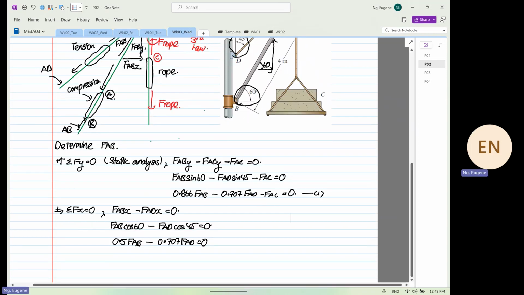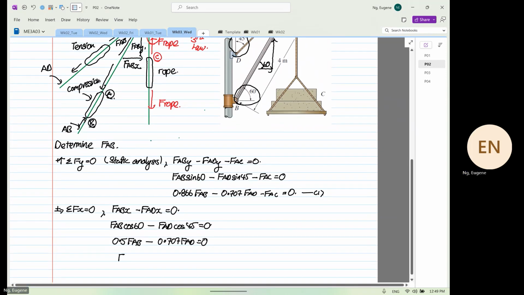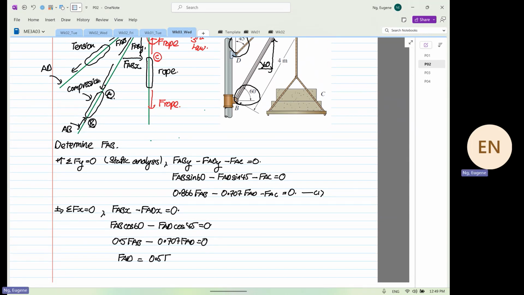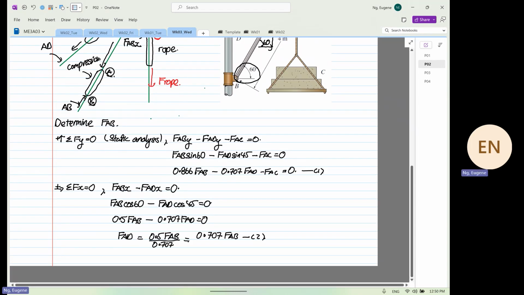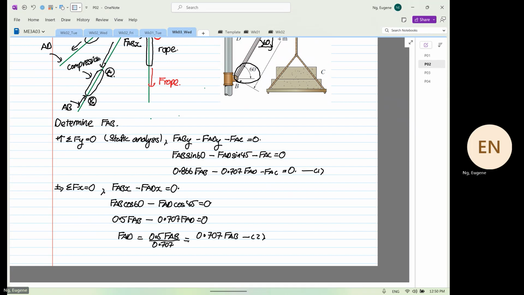So we can find out that FAD is equal to 0.5 FAB divided by 0.707. So we happen to find the relationship between FAD and FAB. So this is equal to 0.707, and this is our FAB. Equation number 2.